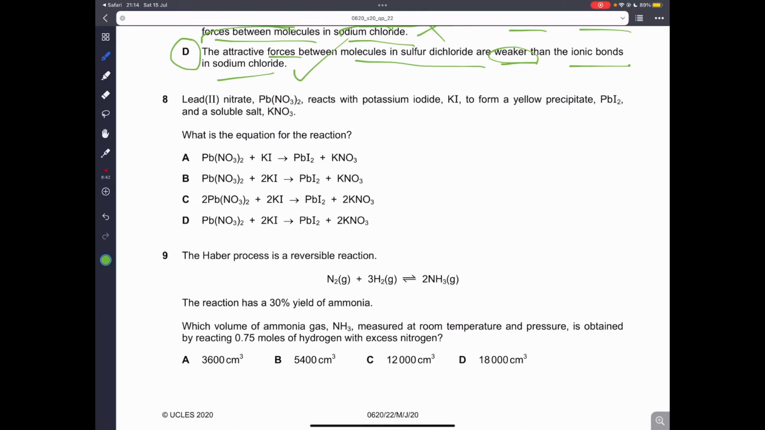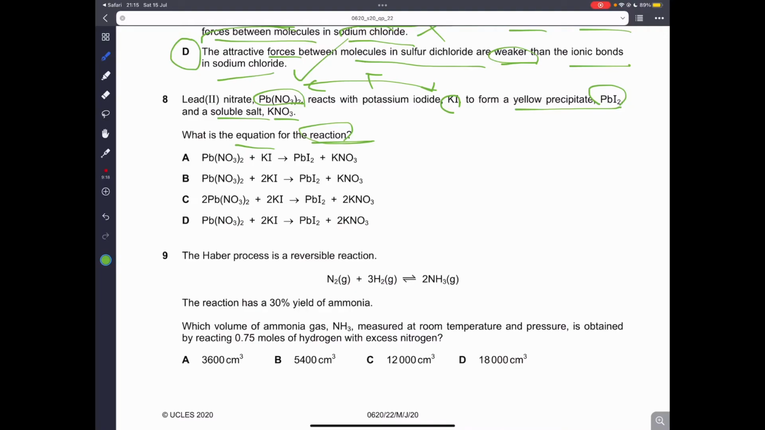Question number 8. Lead 2 nitrate reacts with potassium iodide to form yellow precipitate lead iodide and soluble salt KNO3. What is the equation for the reaction? Okay, so basically this is a balancing question. It is testing whether you know how to balance equations. Now we know that Pb(NO3)2 is going to react with potassium iodide, and we are going to get KNO3 and PbI2. Okay, so we have to look at the equations given.